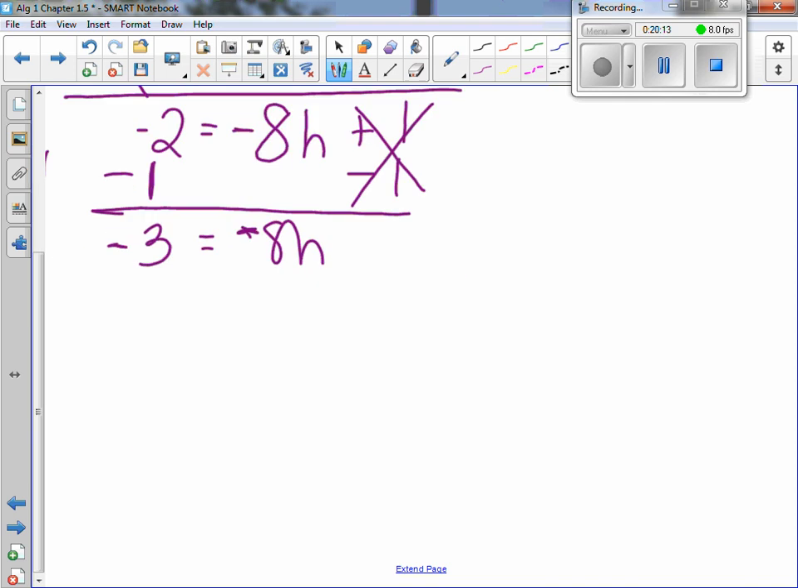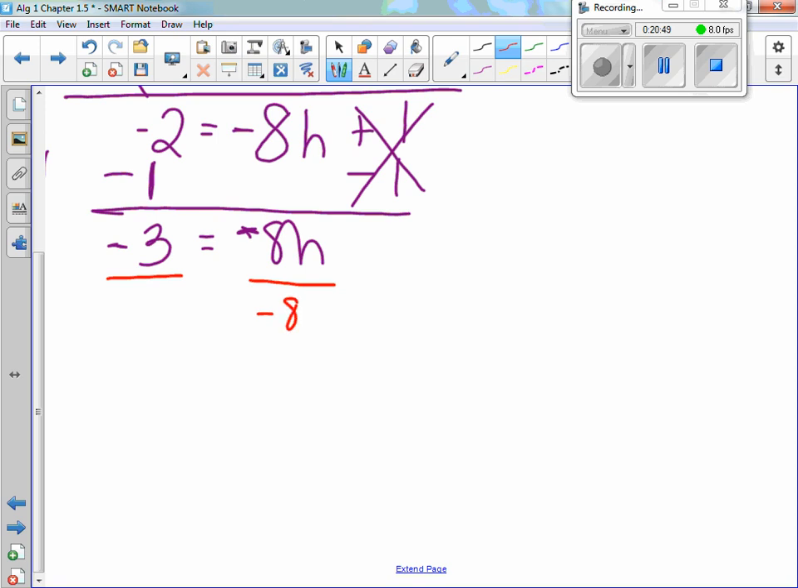So if -3 equals -8h, are all the numbers on one side and all the variables on the other? Yes? So I need to get h by itself, yes? So what's with h? Negative 8. How are they connected? They're being what? Multiplied, yes? So how do I undo multiplication? So what am I going to divide both sides by? Negative what?